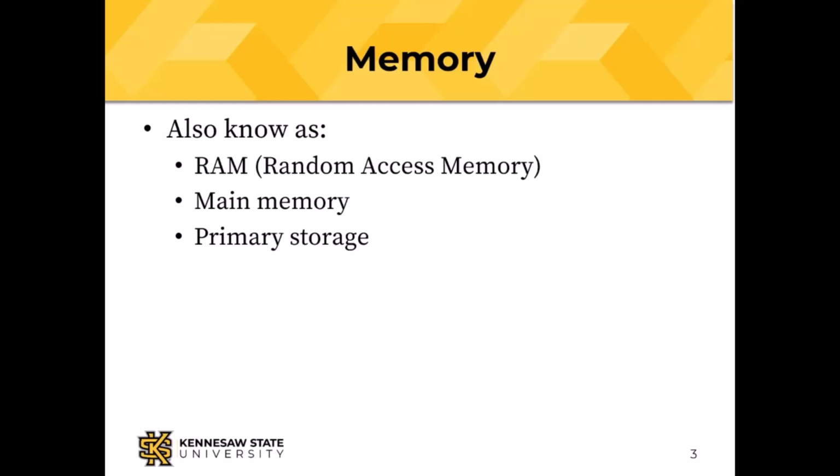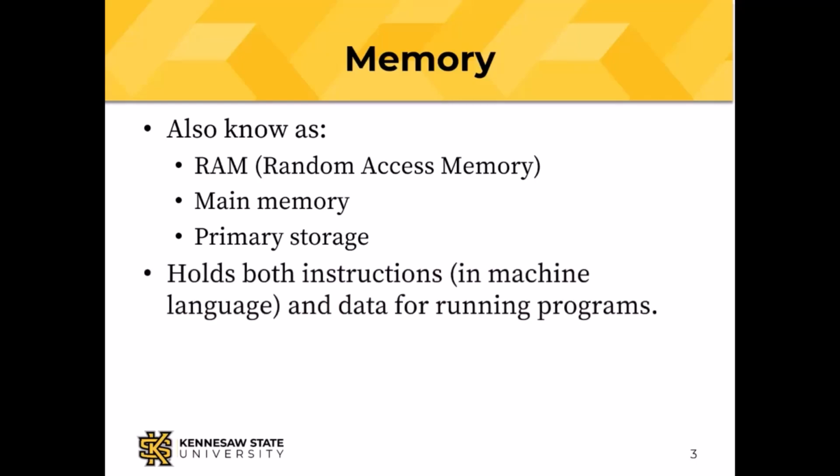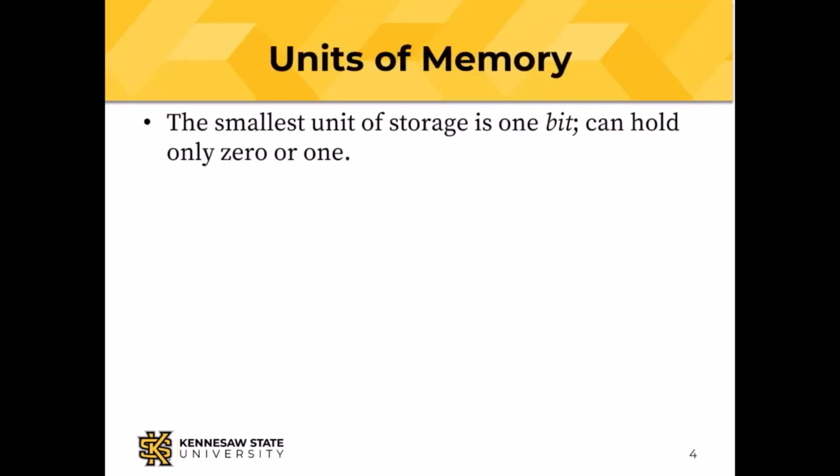Okay, so we looked at this slide last time, and we actually kind of stopped with this one. Memory, the place where programs and data live inside a computer, also known as random access memory or RAM, main memory or primary storage. Those words all mean the same thing. Memory holds both instructions and data for the programs that are running. Programs not running, they're not in memory at the time.